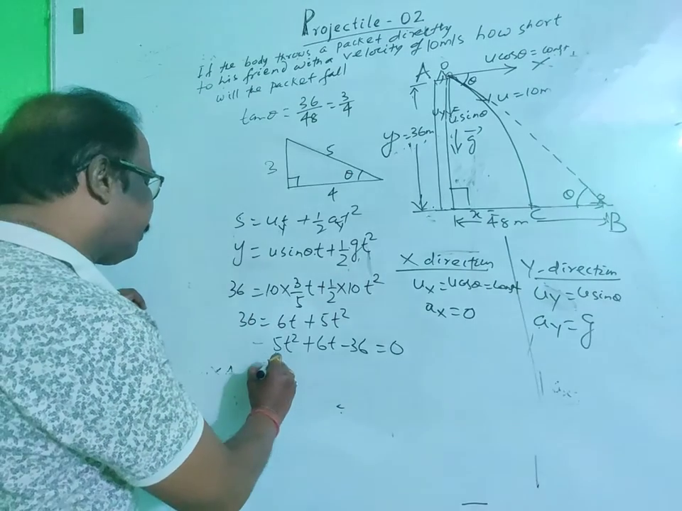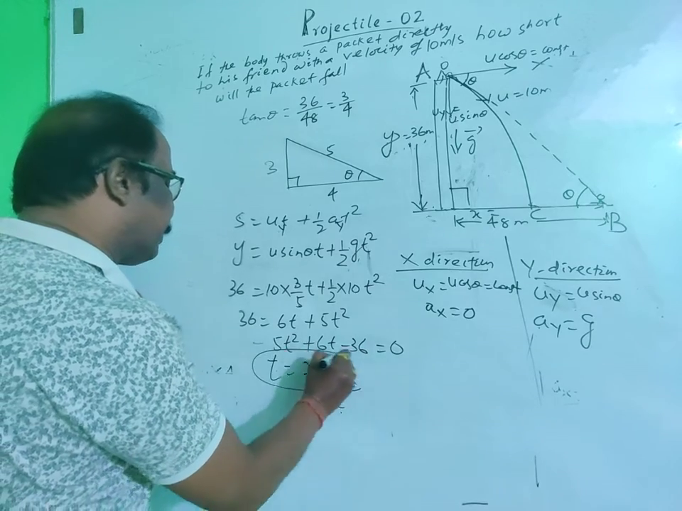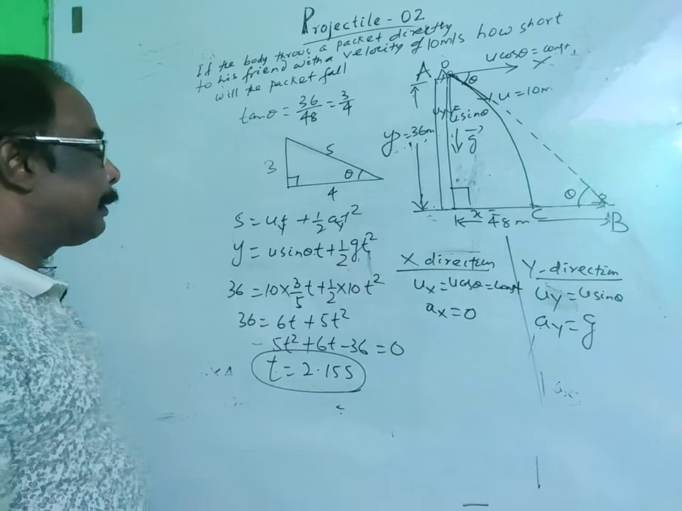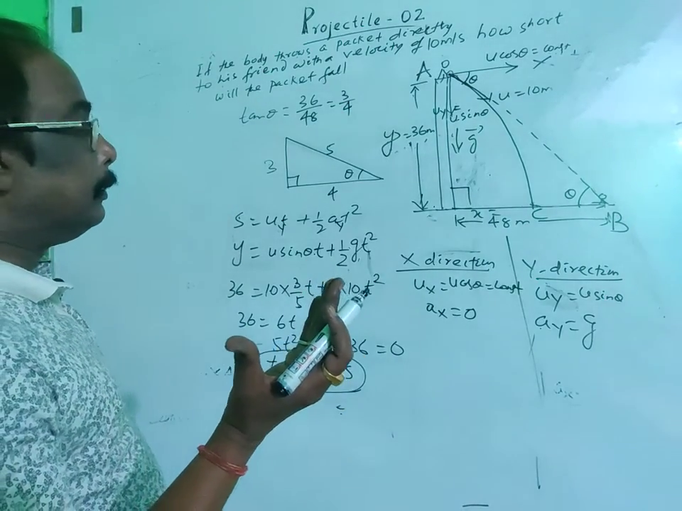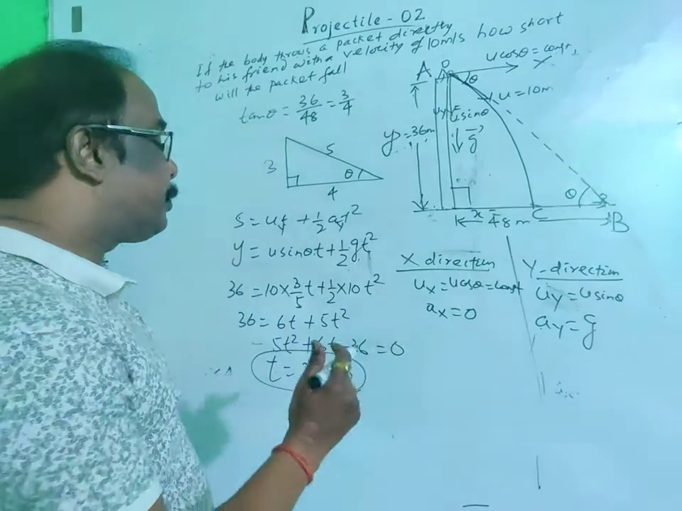Solving, you will get t equal to 2.15 seconds. Then we will calculate the distance missed by the packet. What is the distance missed by the packet?